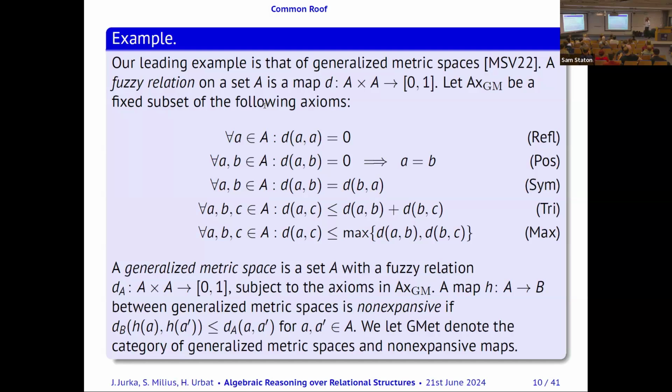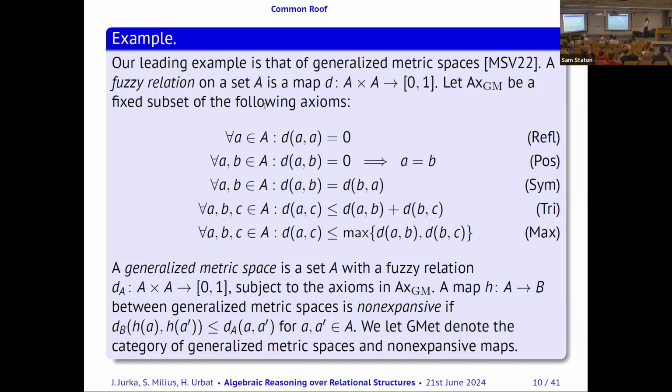But we fix some subset like that, and we denote it XGM. And then a generalized metric space is just a kind of a distance like that, a fuzzy relation subject to these axioms. So these are the generalized metric spaces introduced by Milius et al. To have these generalized quantitative algebras.